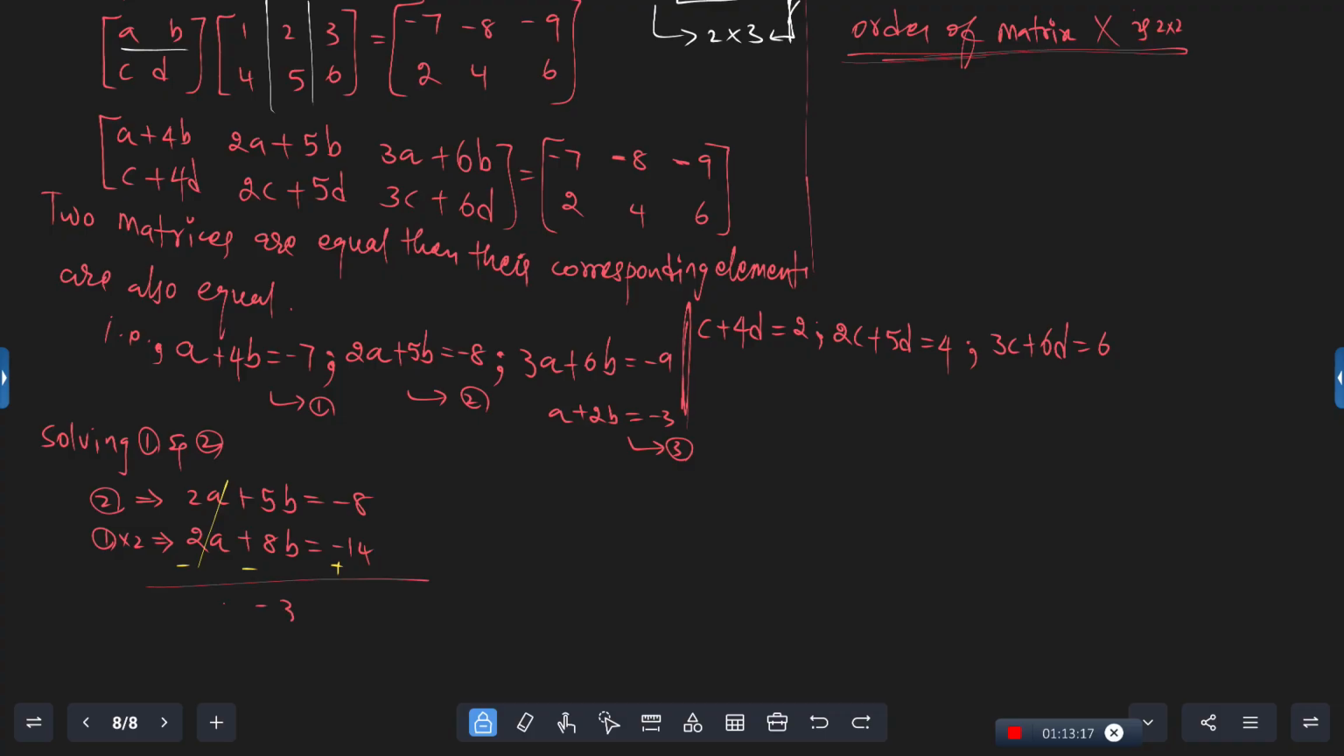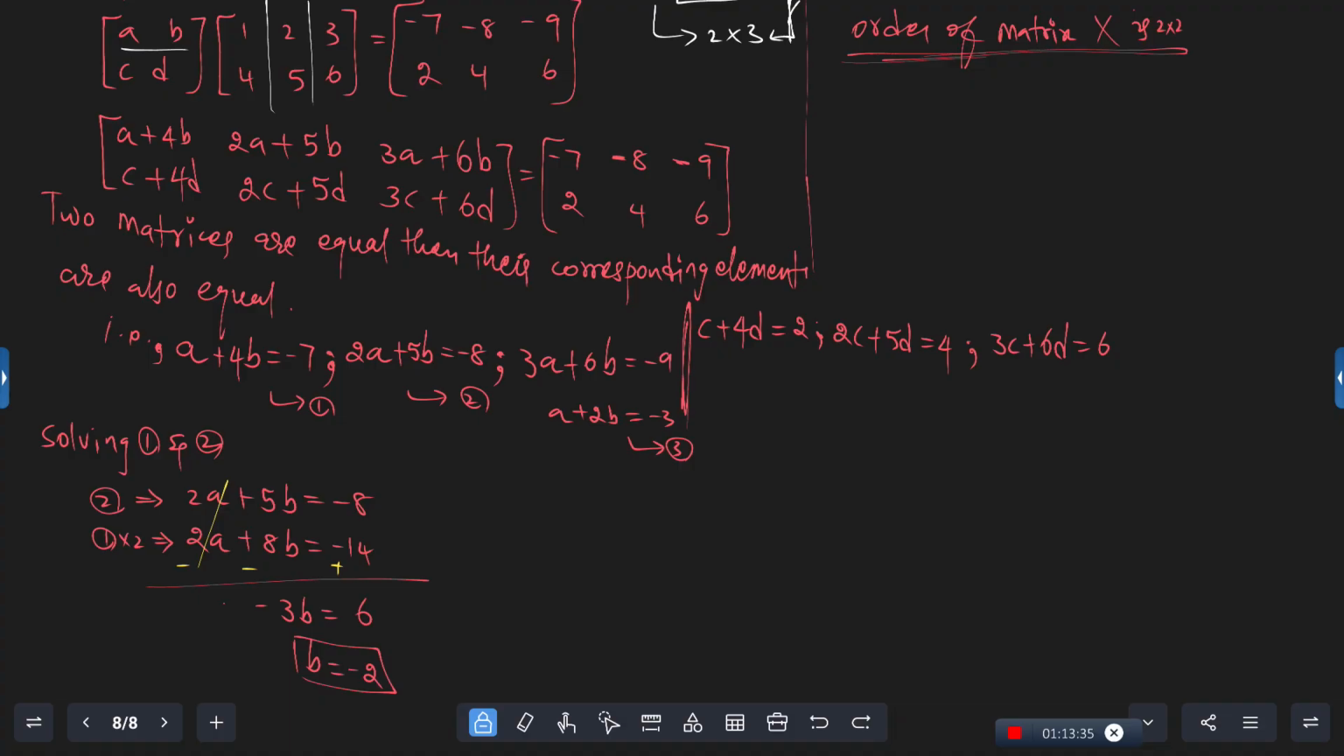When you subtract this, minus 3B is equal to, when you add, what will you be getting? Plus 14 minus 8. Now what will you be getting? 6, am I right? Then B is equal to minus 2. B is equal to minus 2. Okay. B value we got it.